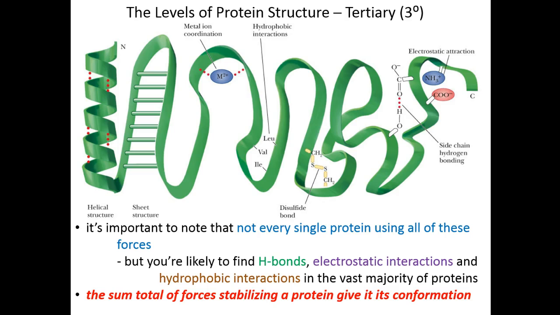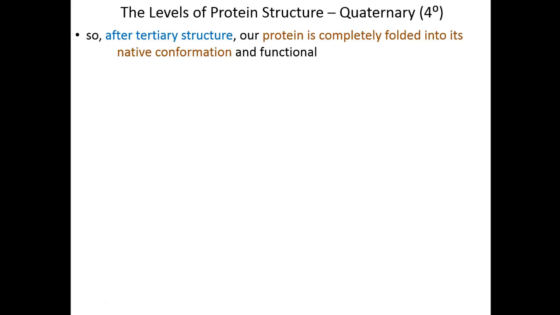And it is the sum total of all of these forces together that stabilize the protein into that good, proper, native conformation that we want it to assume. And once it is in the right structure, once that protein has achieved the correct shape, it can then have the correct function and do its job. That brings us to quaternary structure, level 4, the last level of protein structure.